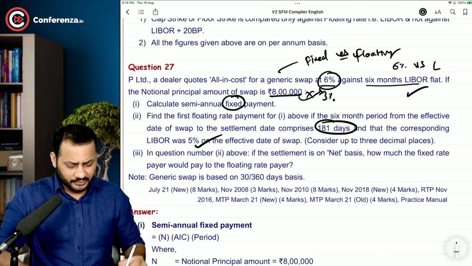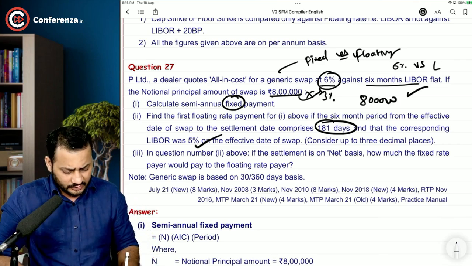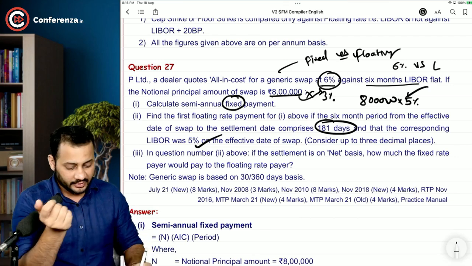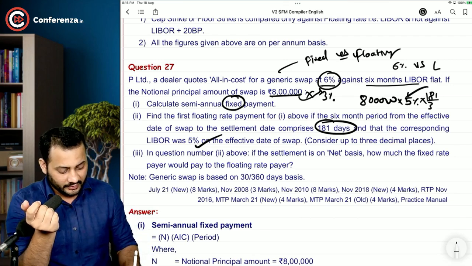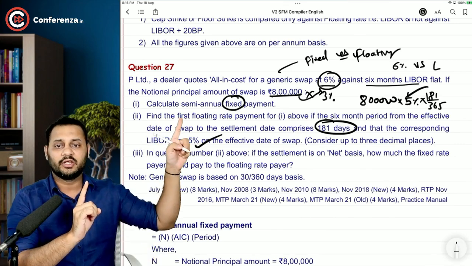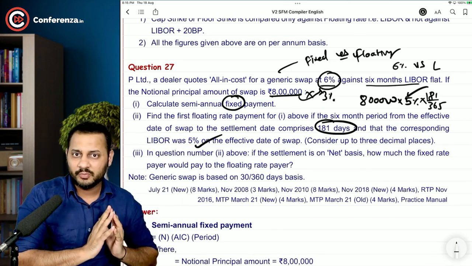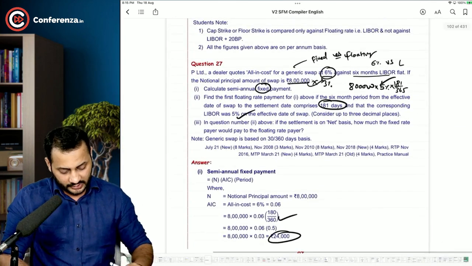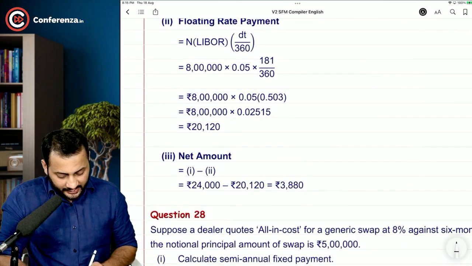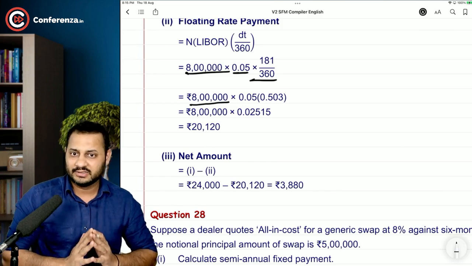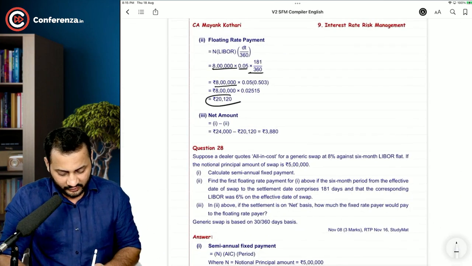So it's very simple, sir. 8 lakh multiplied by LIBOR, which means 5%. This is a floating rate. LIBOR is the floating rate, but 5% is per annum. What are you going to do? 181 divided by 360. That will give you the first floating rate payment. Someone will give it to the other party. Who is paying and who is receiving doesn't matter. So the calculation is again very simple. 8 lakh multiplied by 5% multiplied by 181 divided by 360. Okay, so that's 20,120.